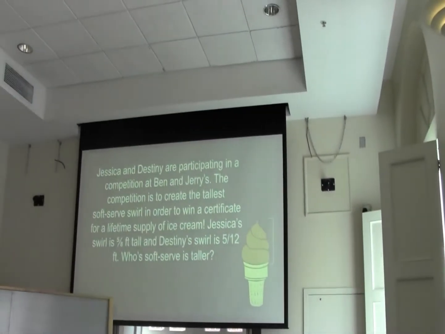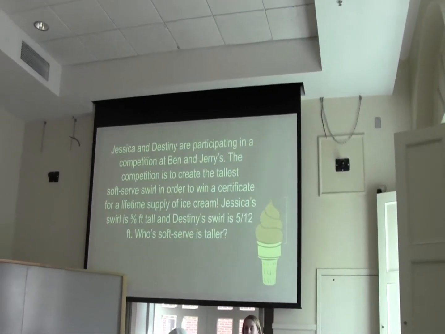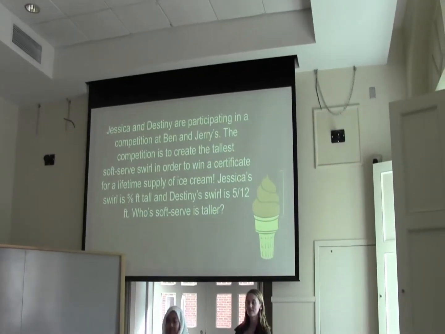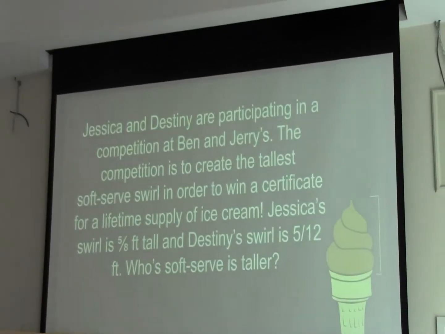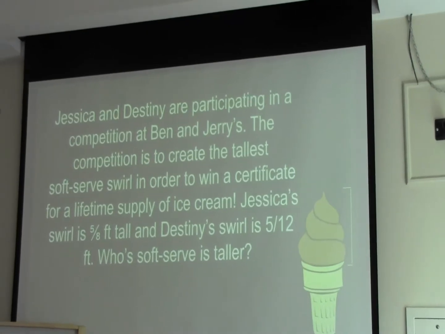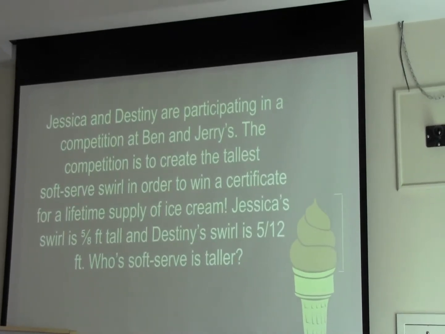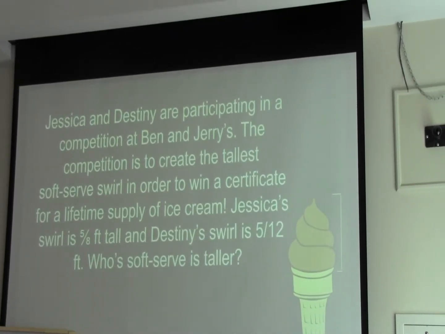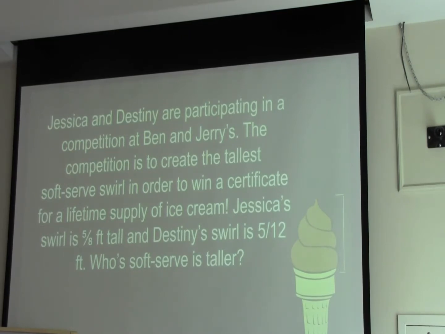So we have a problem that we're going to start out with. Does anyone want to read it for me? Claire. Jessica and Destiny are participating in a competition at Ben & Jerry's. The competition is to create the tallest soft serve swirl in order to win a certificate for a lifetime supply of ice cream. Jessica's swirl is 5/8 feet tall. And Destiny's swirl is 5/12 feet. Whose soft serve is taller?